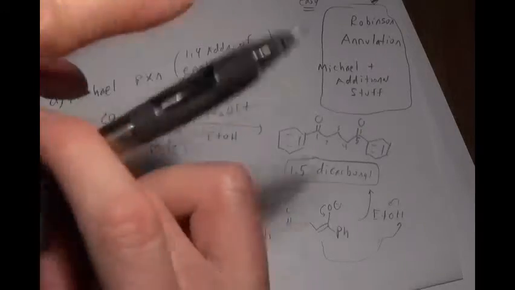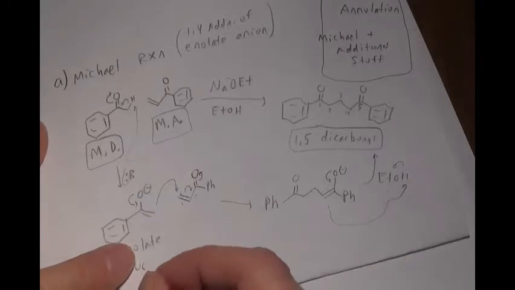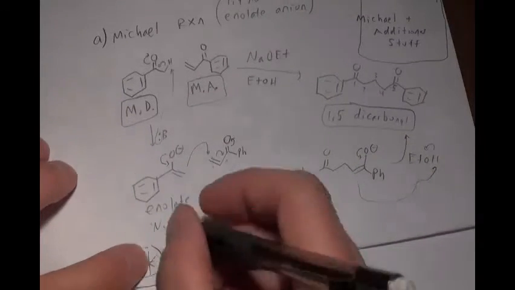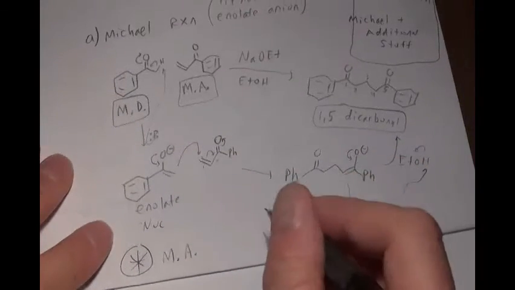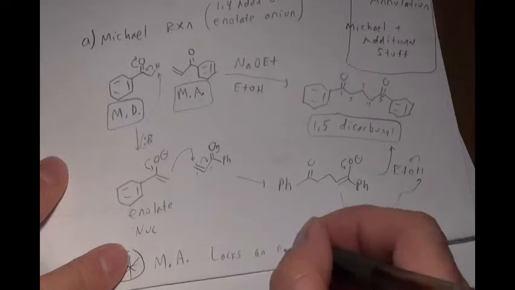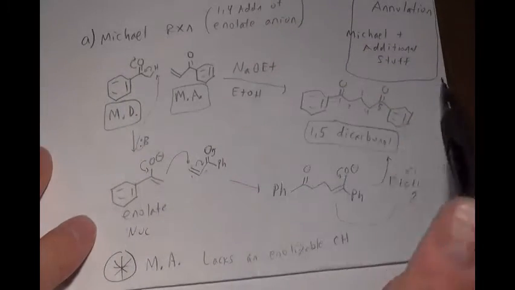I'm going to say one more thing. It's really important here. I'm going to mention something that's kind of important. Notice the Michael acceptor lacks an enolizable CH. That's important. For the simple Michael, the Michael acceptor lacks an enolizable CH.